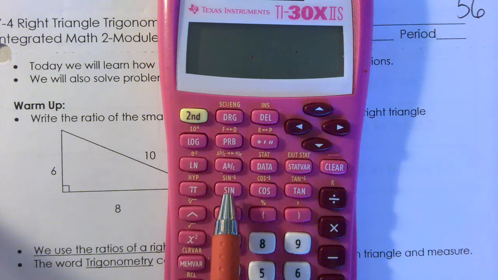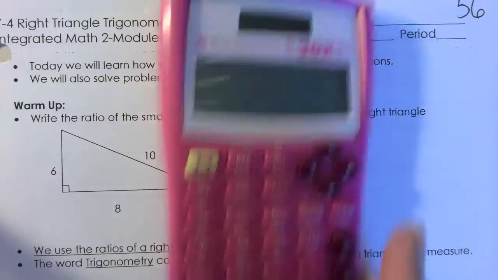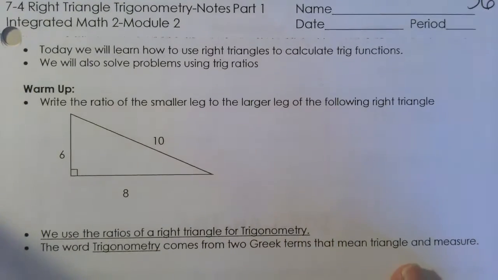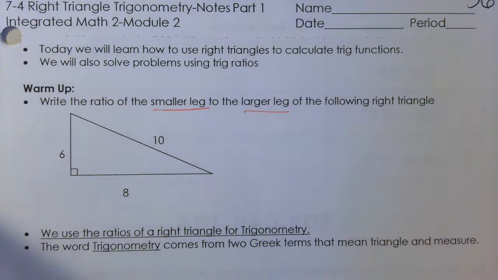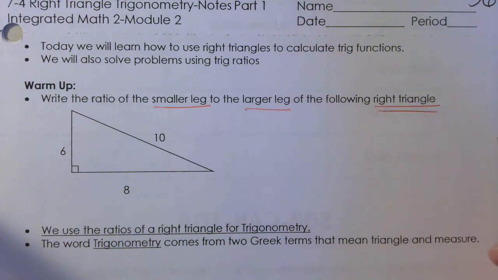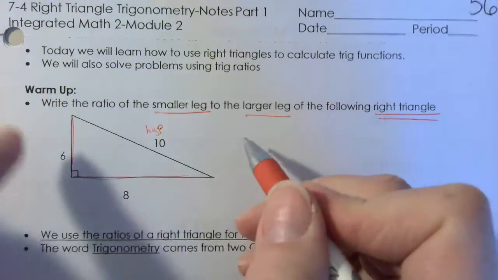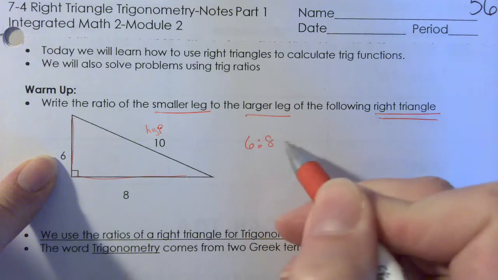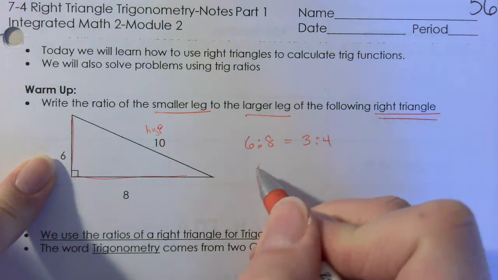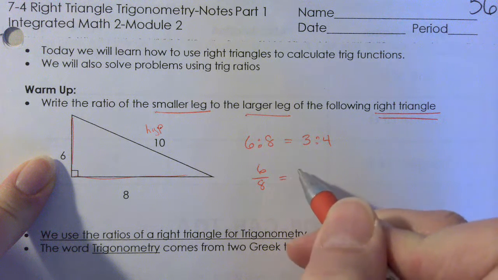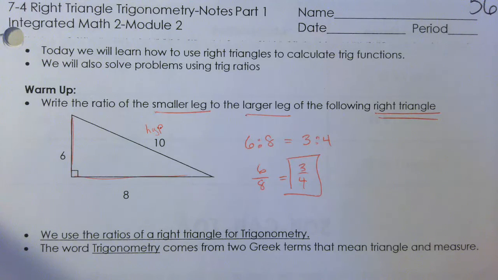It says SIN, but it's really pronounced sine. And cos is for cosine, and tan is for tangent. So let's talk about these different ideas. In the warm-up, it says write the ratio of the smaller leg to the larger leg of the following right triangle. Notice this is a right triangle. These are my legs, and this is my hypotenuse. So it'd be 6 to 8, which is the same as 3 to 4. You can write a ratio like this, or as a fraction, 6 over 8, which equals 3 over 4. We're really going to be working in the world of fractions. So that's our ratio.